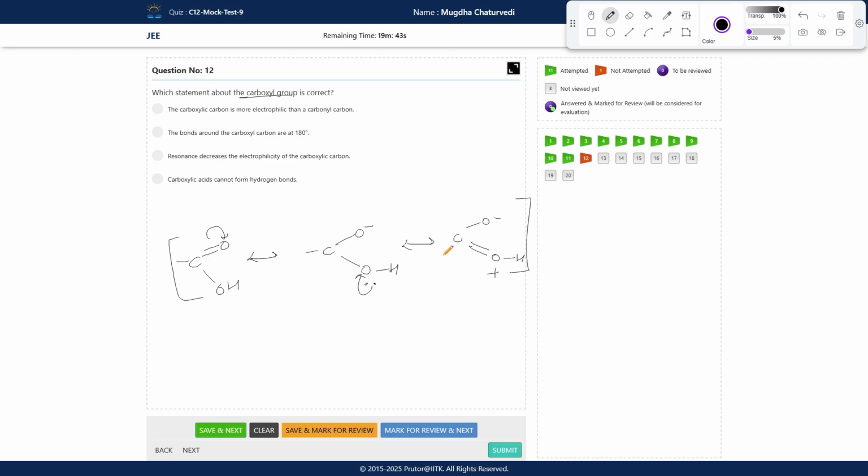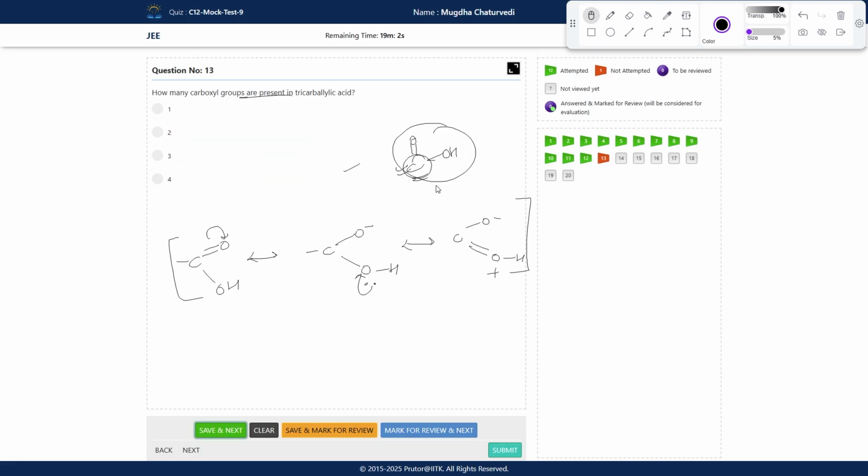Okay, so it delocalizes the negative charge, which stabilizes the structure and it reduces the electrophilicity of this carbonyl carbon, of this carboxylic carbon. In case of carboxyl group, it reduces the electrophilicity of this carboxylic carbon as compared to a typical carbonyl carbon. Okay, so in this case, the correct option will be third option. That is, resonance decreases the electrophilicity of the carboxylic carbon. Okay, so this will be the correct answer. Now we see the next one.